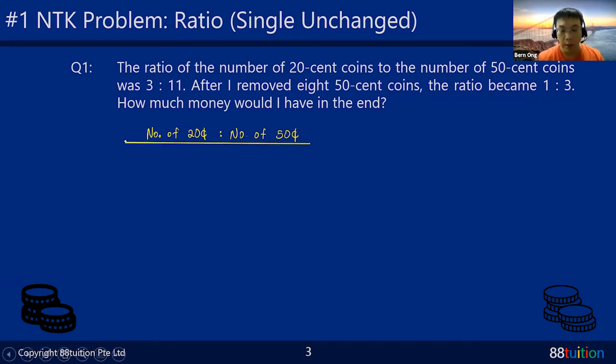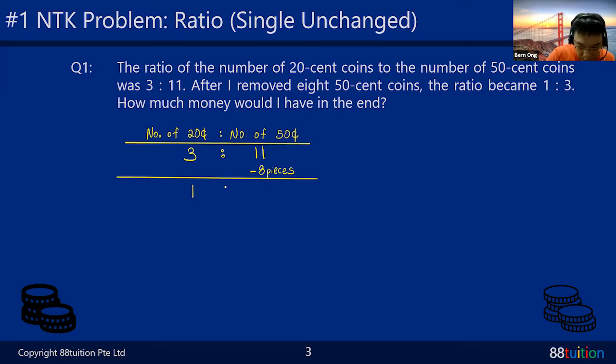Can? So I am trying to summarize the paragraph here. The number of 20-cent coins to the number of 50-cent coins is 3:11. Can? Okay, then what happened? After I remove 8 pieces of 50-cent coins, so down here I purposely put minus 8 pieces. I'm trying to summarize the story. And what happened? The ratio becomes 1:3. Very weird. The ratio here becomes 1:3. Wait a minute.